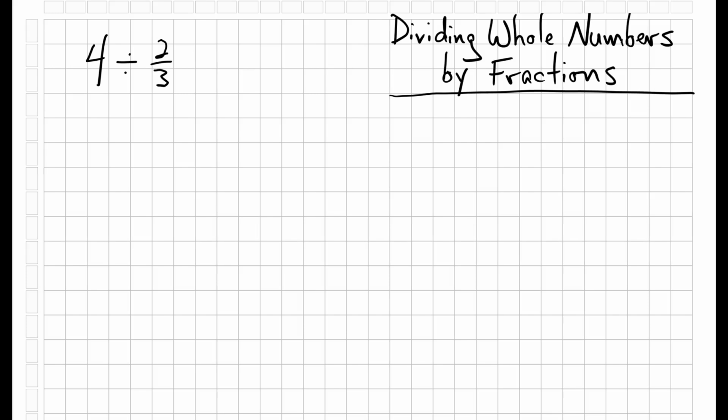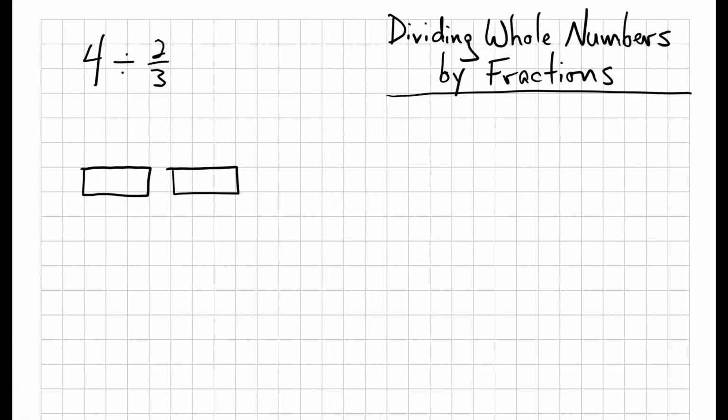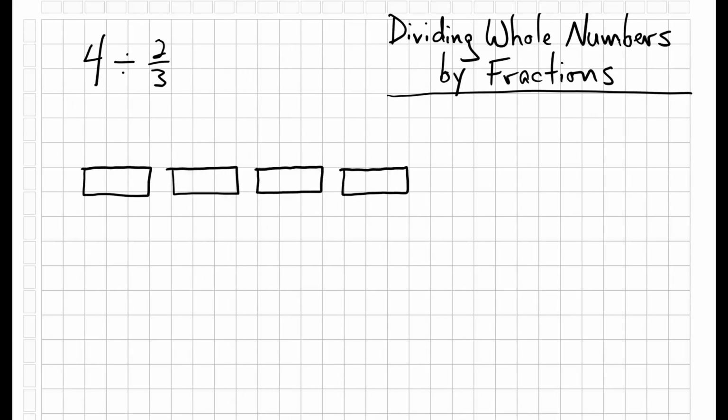So I'm going to start by drawing 4 blocks to represent the dividend of 4. And notice that each of my 4 blocks is made up of 3 small blocks. And the reason I'm drawing my 4 blocks this way is because I'm going to be dividing 4 by 2/3, which means I'm going to be subtracting some number of 2/3 from 4. So it's going to be useful to be able to break up my 4s into thirds.